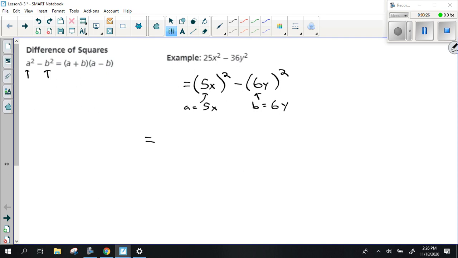So our next task is to plug A and B into each of these, and then we'll have it factored. So A is 5x, B is 6y. Again, I'll substitute 5x in for A, minus 6y. And there we go. We factored this expression using difference of squares. Okay, let's get the next one.